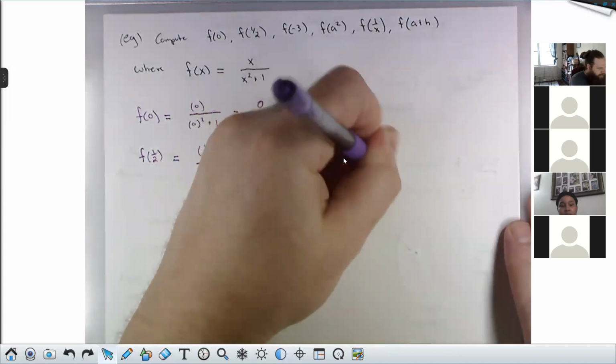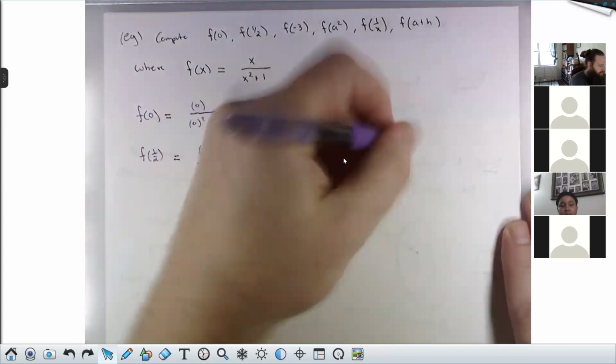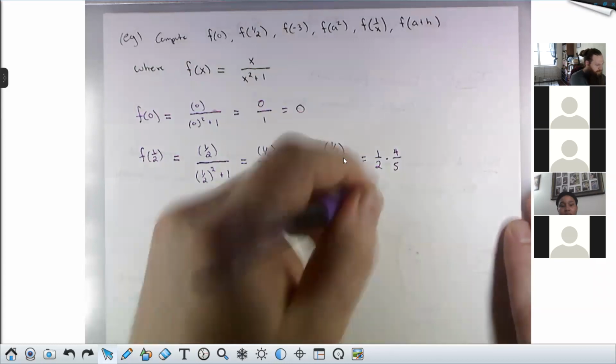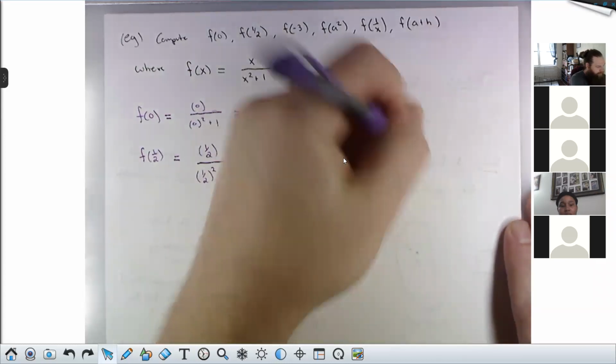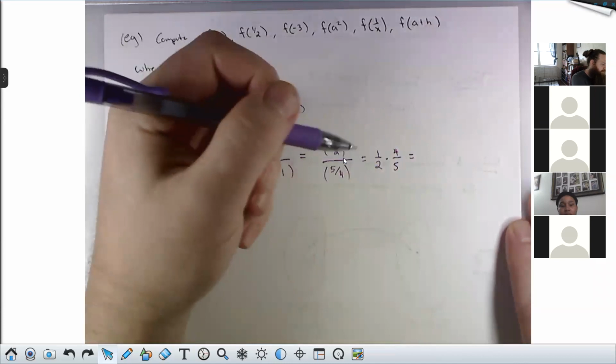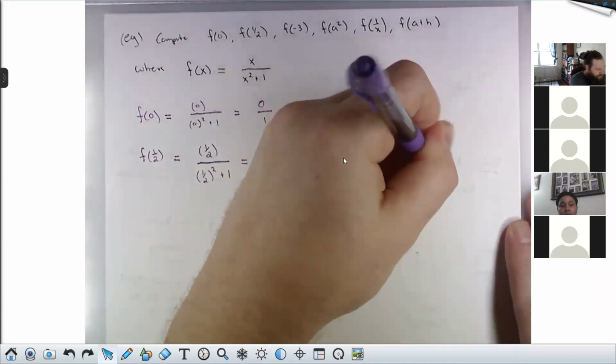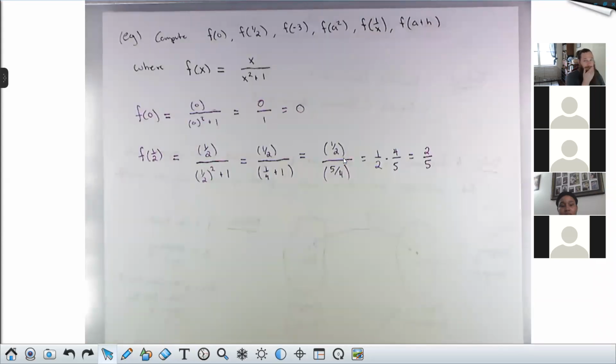So that's 1/2 times, I flip this over, 4 over 5. 4 is 2 times 2. And you can cancel one of the 2's downstairs there. So this is going to be 2/5. Or you could write it as 4/10 and then divide top and bottom by 2. Any questions about the arithmetic there?